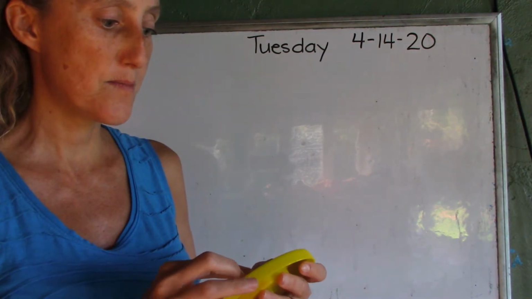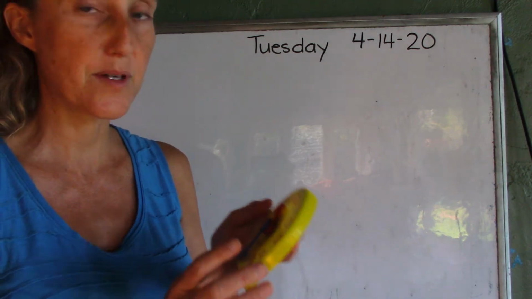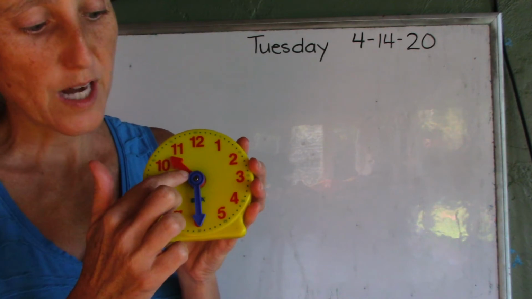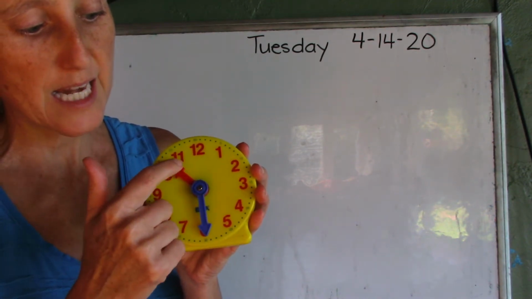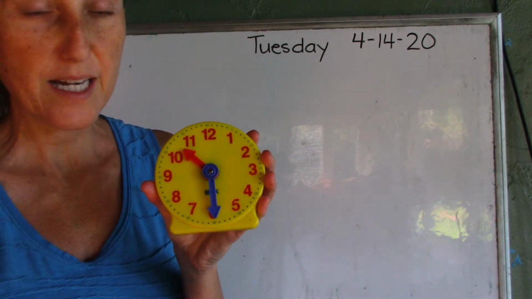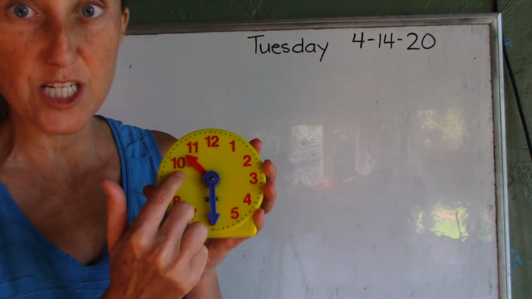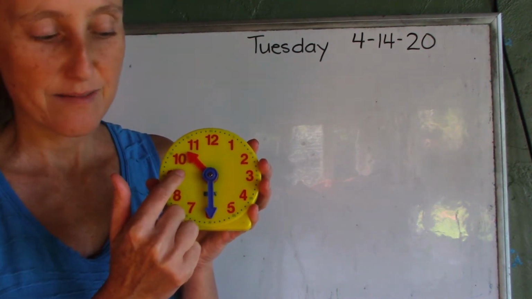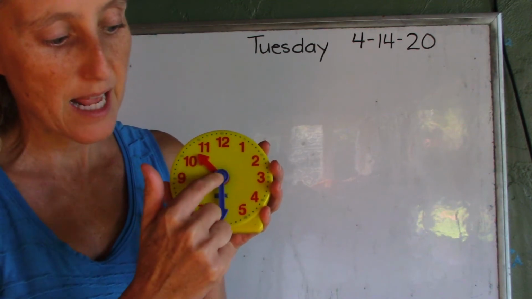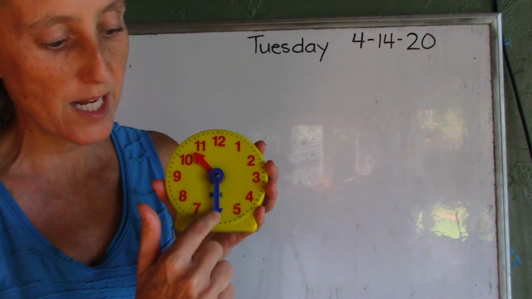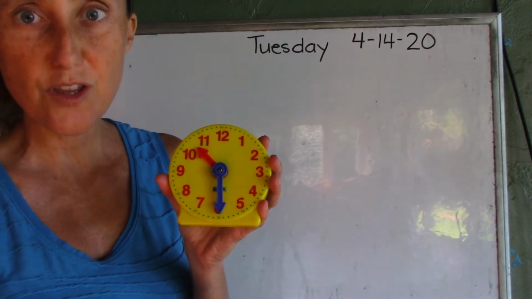Let's do a little bit more difficult one right here. So let's go to our hour hand. It's between the 10 and the 11, right? And when it's between the two numbers, you go back to the first number, which is 10. And now this time, the minute hand is pointing straight down. And when it's pointing straight down, it says 30, right?